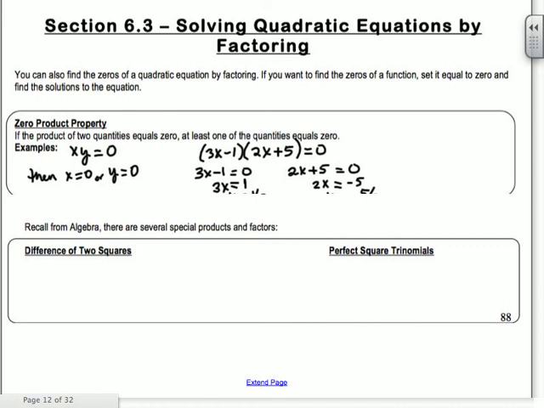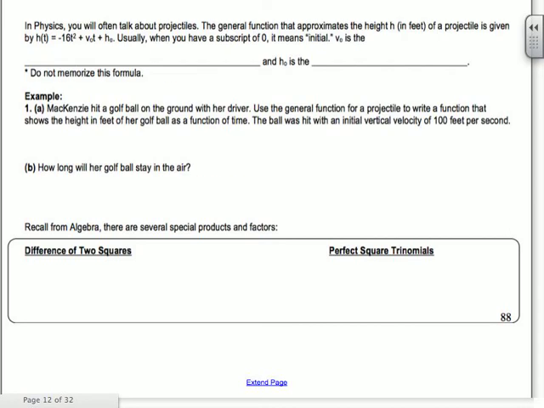All right, so it says in physics, you're often going to talk about projectiles. The general function that approximates the height in feet of a projectile is given by h of t equals -16t squared plus v sub o t plus h sub o. Anybody have any ideas what v sub o is? And what do you think the sub o means? It means initial. So v sub o is the initial velocity. So if v sub o is initial velocity, what do you think h sub o is? Initial height, right?